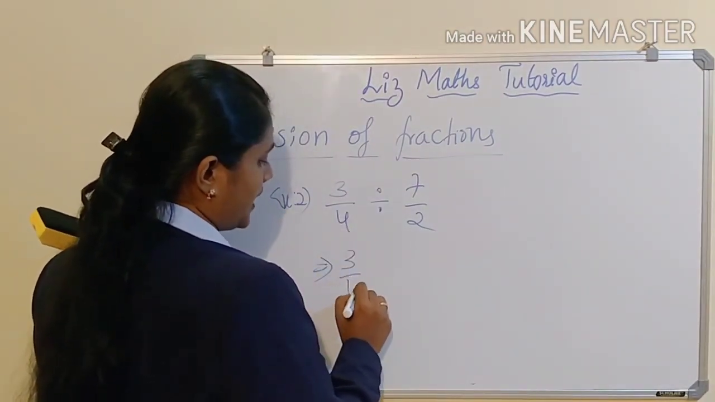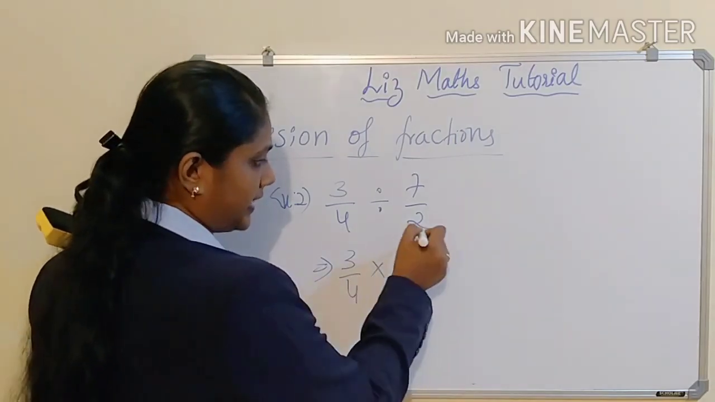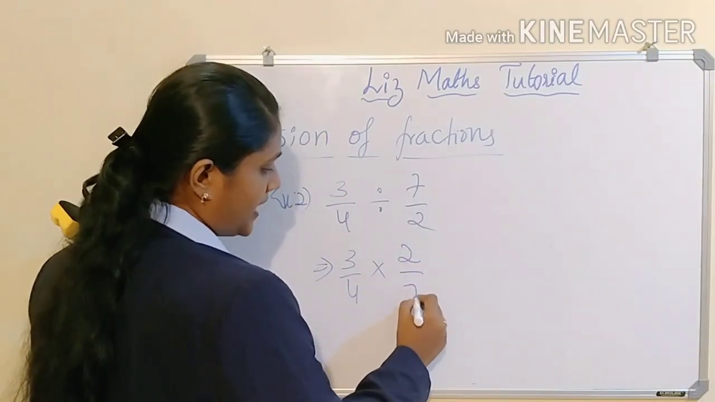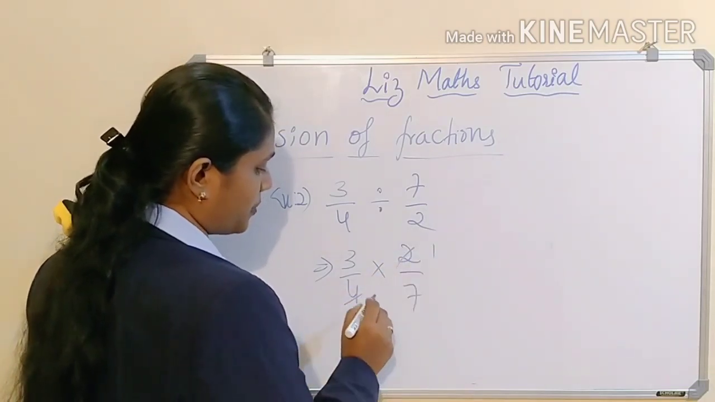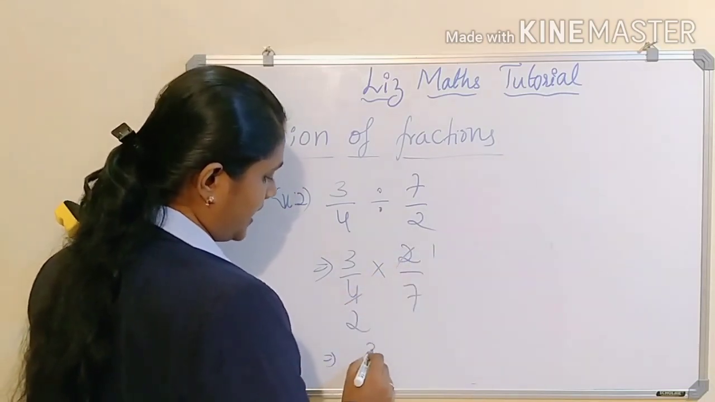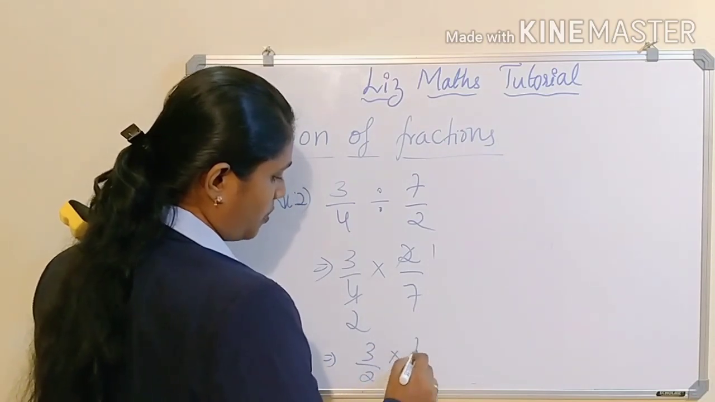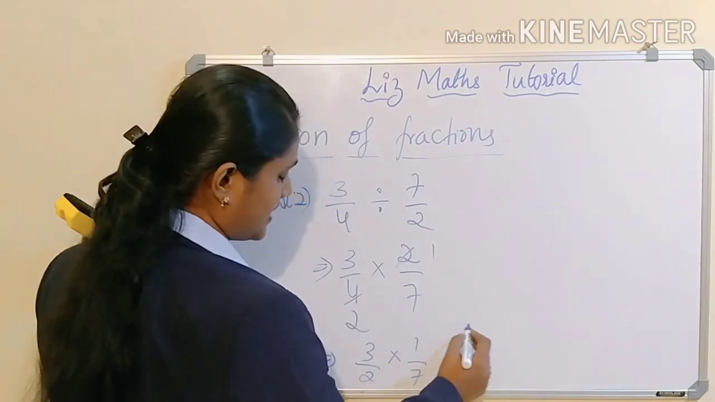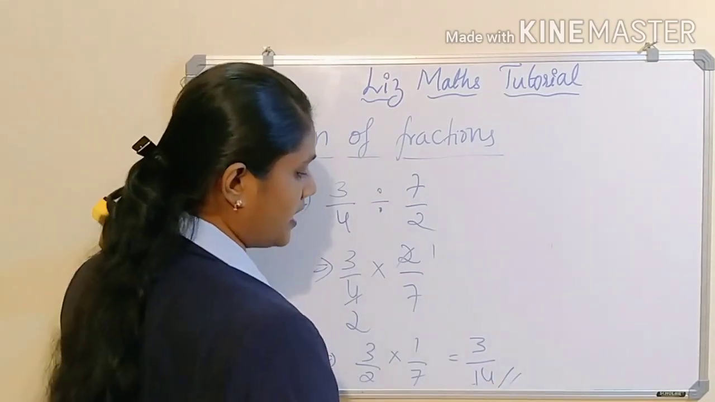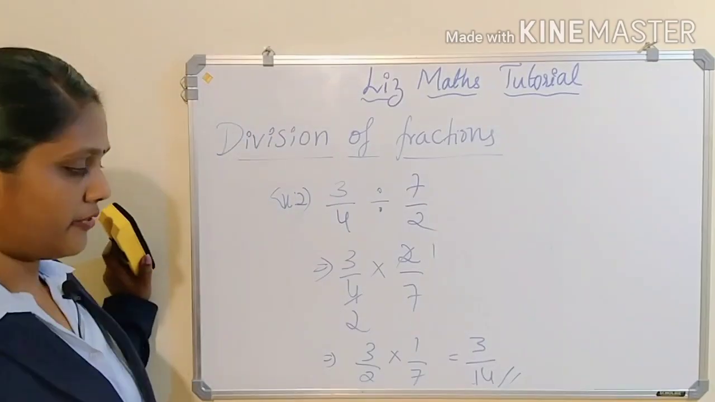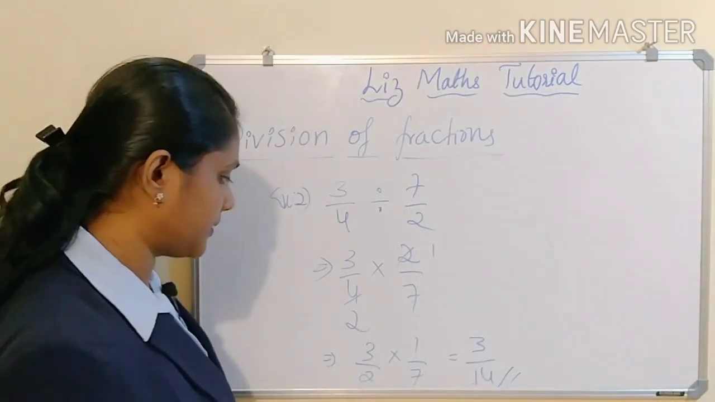What do you have to do? We have to take the reciprocal of this, 2 by 7. Now we can cancel this. 2 1s are 2, 2 2s are 4. Now what is remaining? 3 by 2 into 1 by 7. So 3 1s are 3, 7 2s are 14. So here you will get 3 by 14 as the answer.